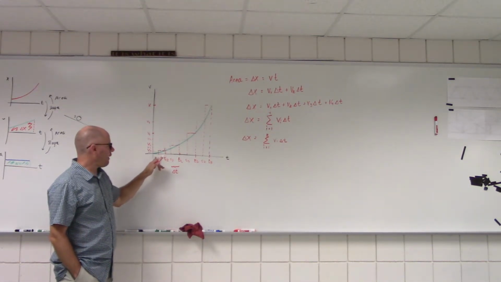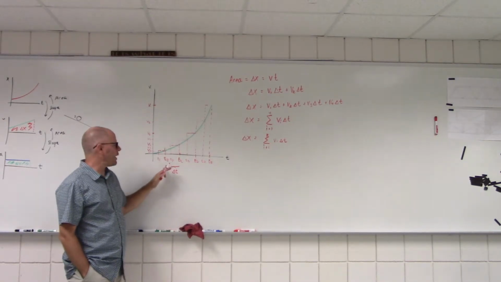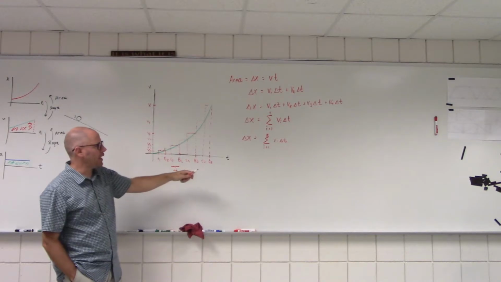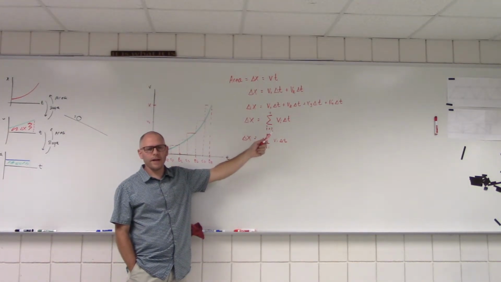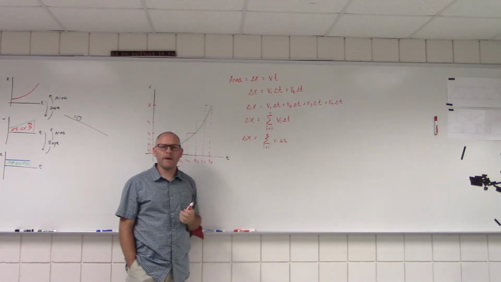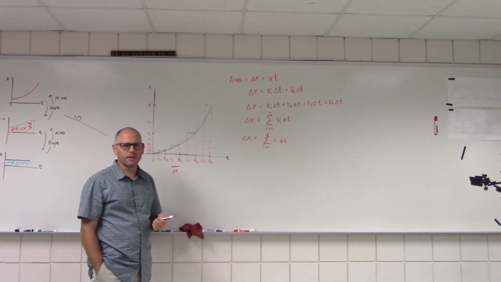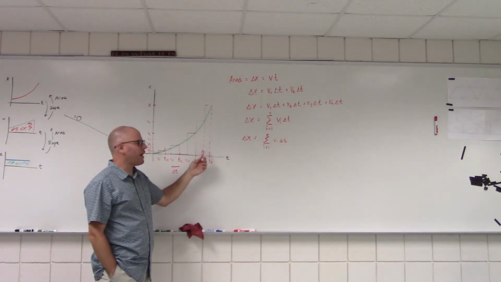I could do this again. I could say, well, I'm going to double the amount of times. I could go half the delta t again. I'd have 16 times and 16 velocities. This would go from 1 to 16. I'm still going to be left with some amount of area. So how can we really minimize the amount of error?